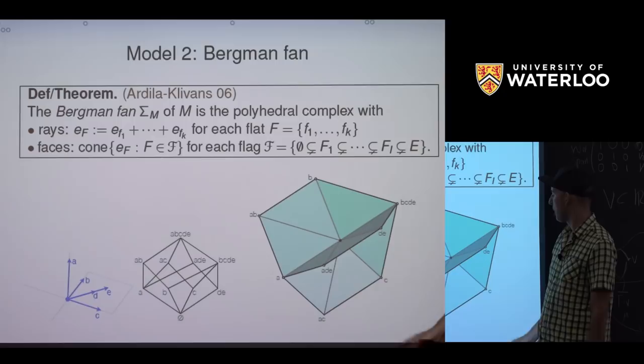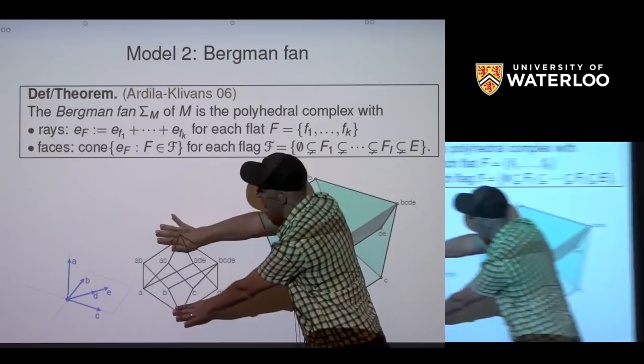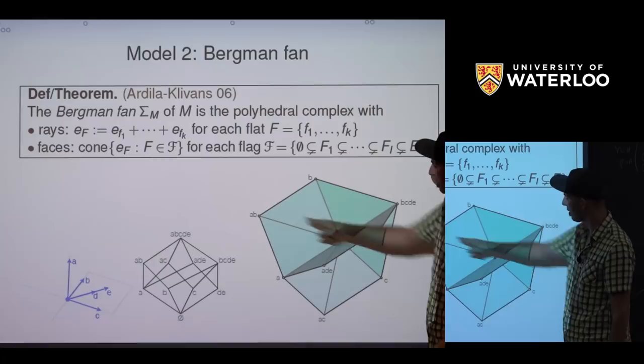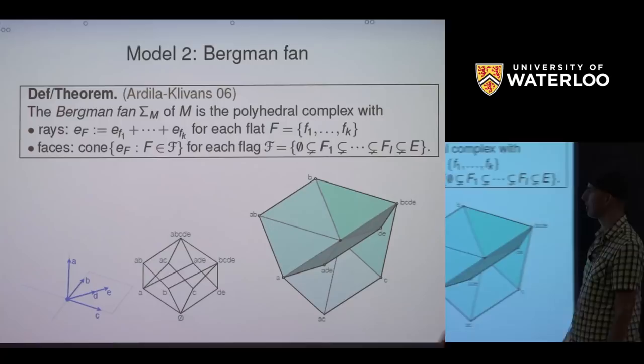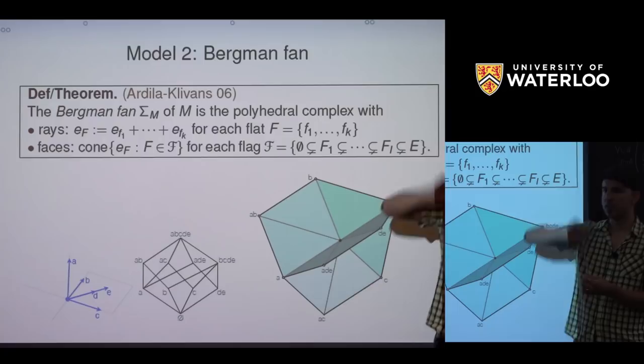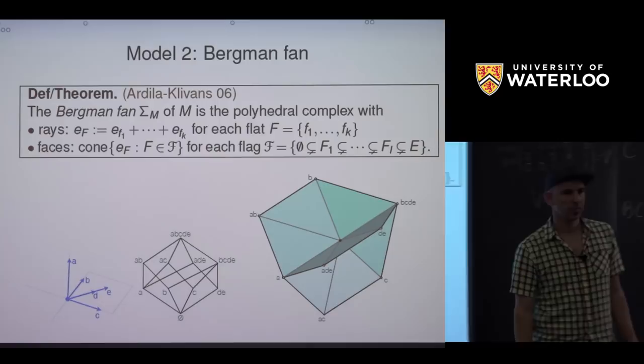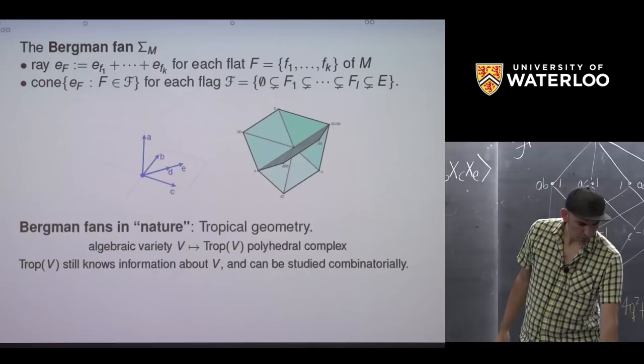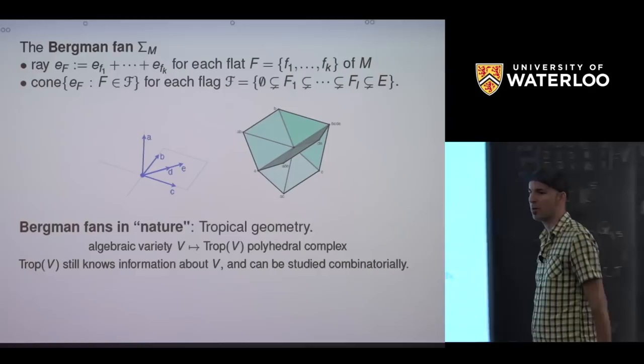One thing is that I drop the top and the bottom flat, so there are eight elements here and eight rays. Then I fill in a triangle, like between B and AB, whenever there's a containment here. So the rays correspond to the flats, and the faces correspond to the chains of flats. You make this geometric model, and we call this the Bergman fan. Why is this a good thing to do? These objects also appear very naturally in something called tropical geometry.